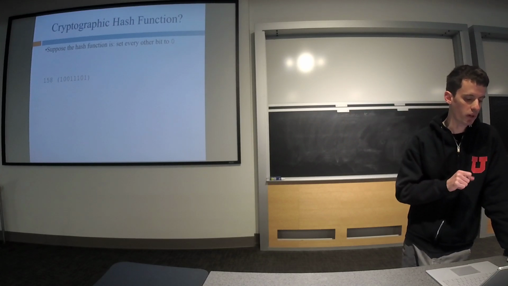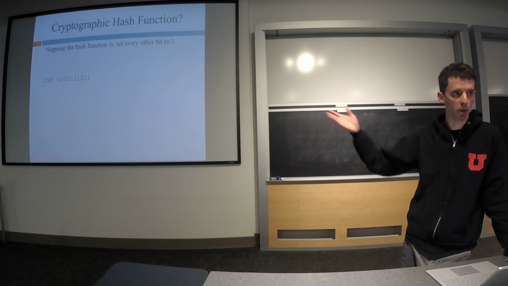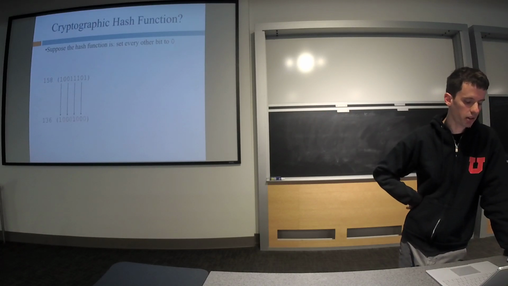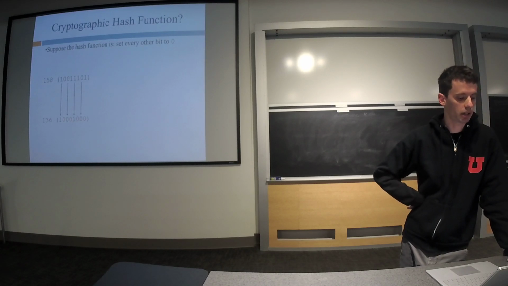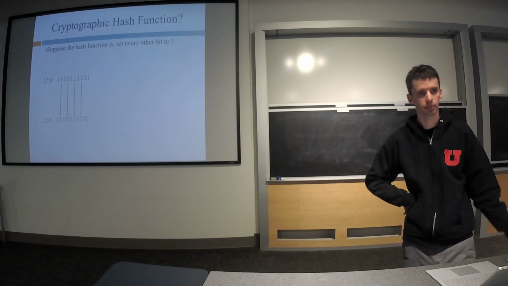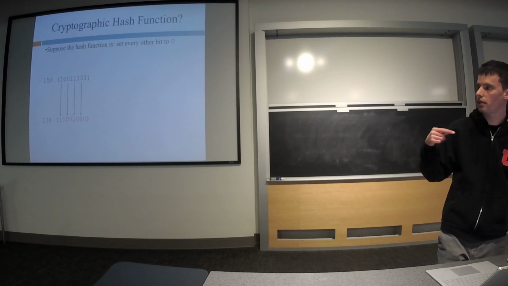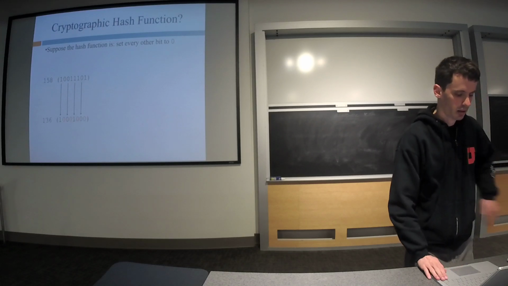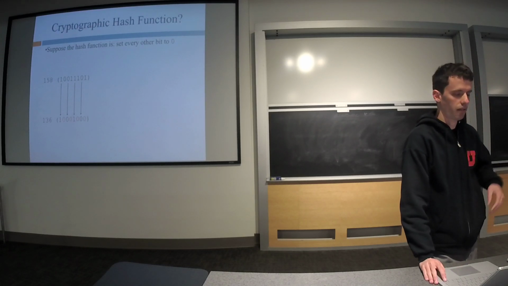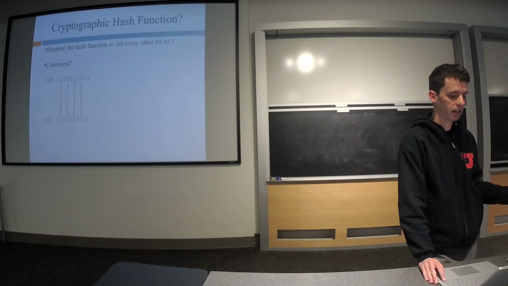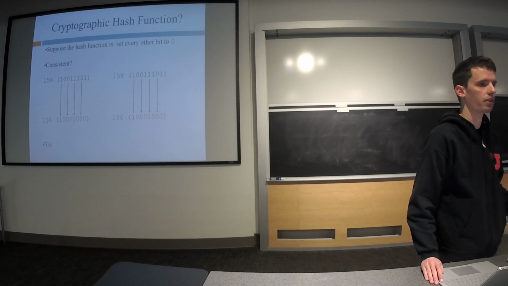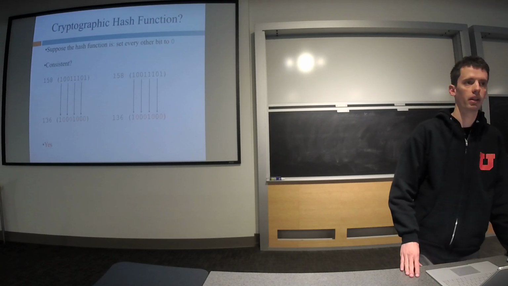So say my password is 158. If I write that out in binary, it's that. My hash function turns every other bit into 0. So my hashed password is 136. So if somebody steals the table, they get 136. They don't get my actual password. Okay, is it consistent? If I pass in 158 again, will I get the same hash back out? Yes, it's not based on time or randomness or anything. It'll always produce the same result.